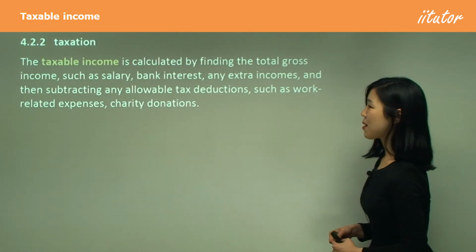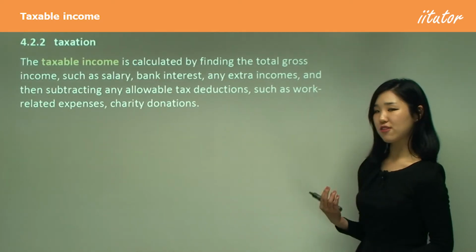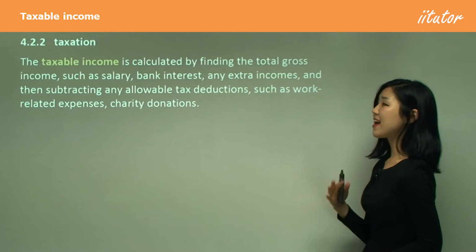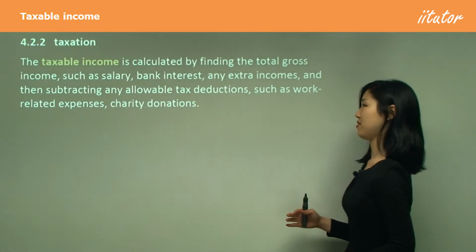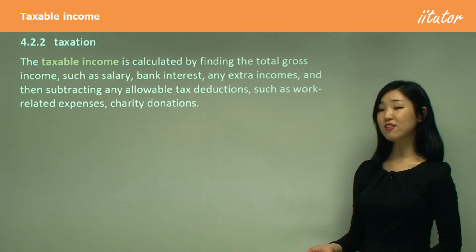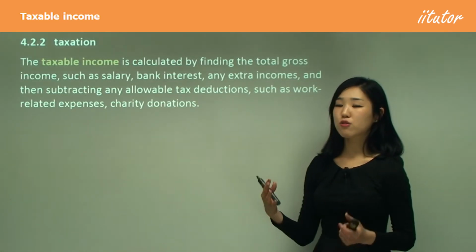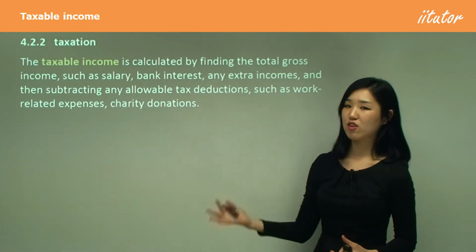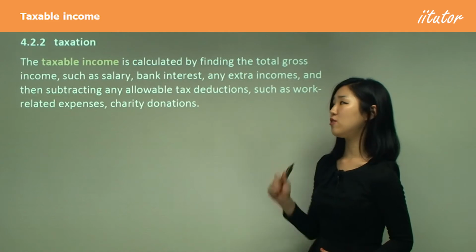The taxable income is calculated by finding the total gross income. So you know what gross income is, right? We've done a lot of those. That is salary, the bank interest, any extra incomes, and then subtracting any allowable tax deductions, such as work-related expenses, charity donations. The taxable income is your gross pay, such as your salary or any allowances that you get, any extra incomes that you get, you add them all up, and the total amount that you get is your gross pay.